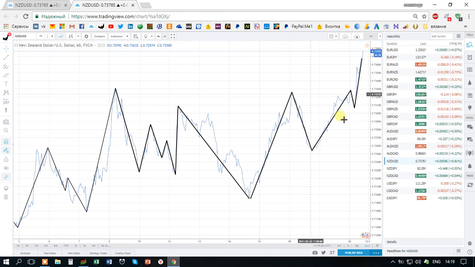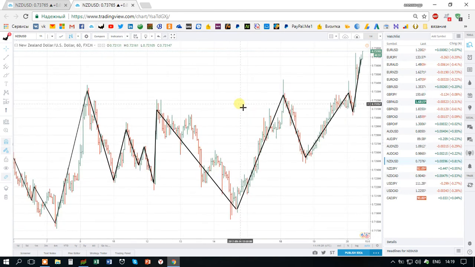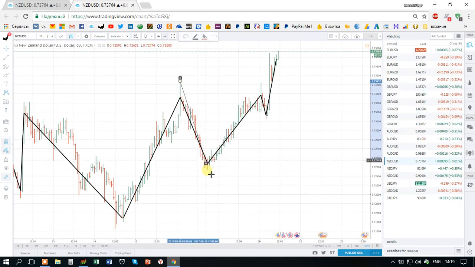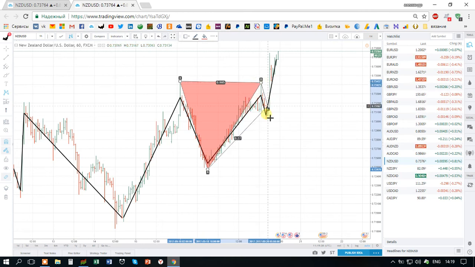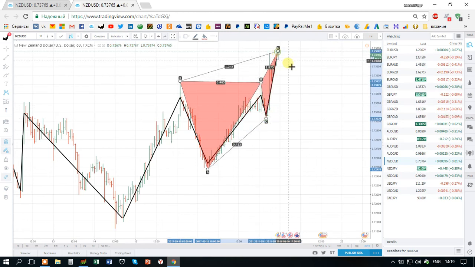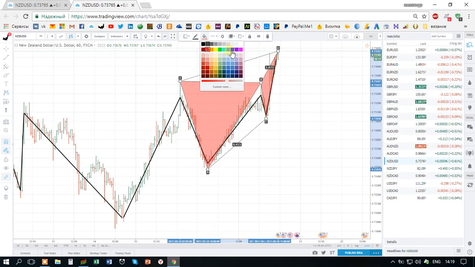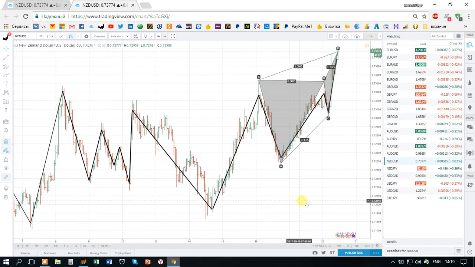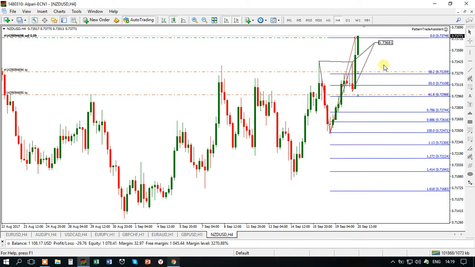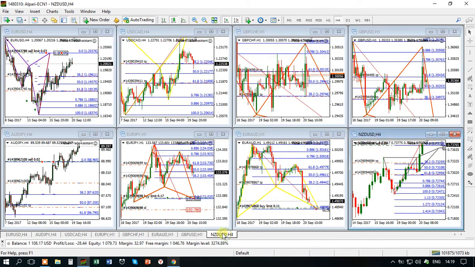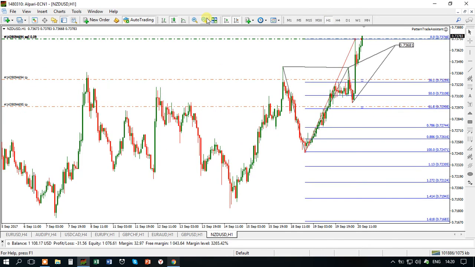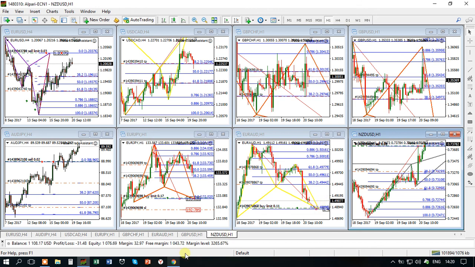Oh, it is a butterfly pattern here. We can see this XA leg, and then we have that zigzag formation. Well, guys, I just didn't notice that on 1 hour time frame. At market butterfly. Butterfly should be gray. Okay, let me continue. And it is moving against me. It is valid, no need to delete that. Back to 1 hour. Making it smaller. Okay.